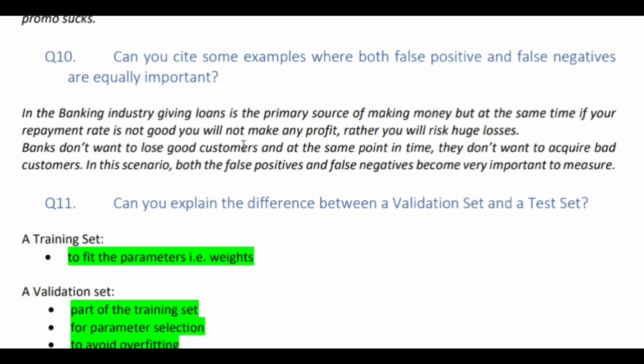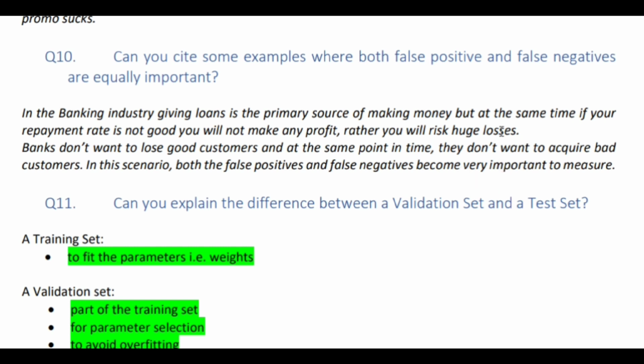Banks don't want to lose good customers, and at the same point in time they do not want to acquire bad customers. In this scenario, both false positive and false negative become very important to measure. This was an example of false positive and false negative both happening at the same time in the banking system.